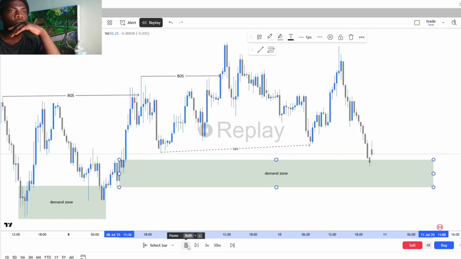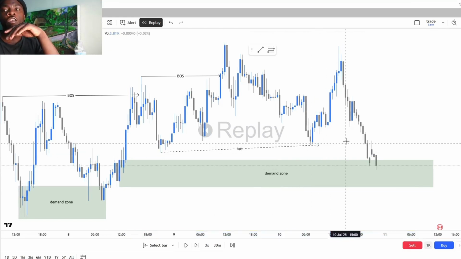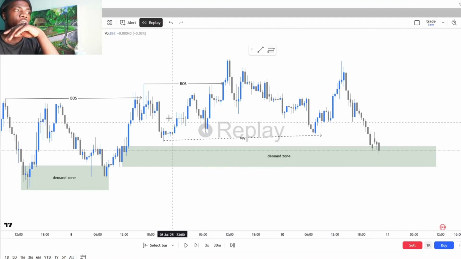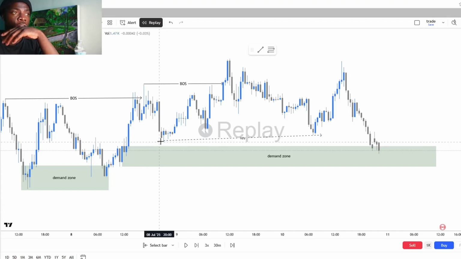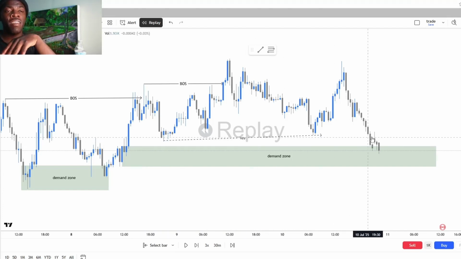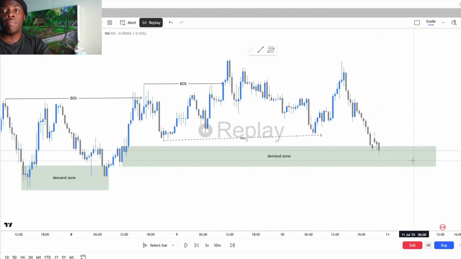Replay price. You see what price did? Price liquidated this area. It took out all the sellers, all the buyers which were sitting right below this area right here, and then price ended up doing what? Mitigating our demand zone.